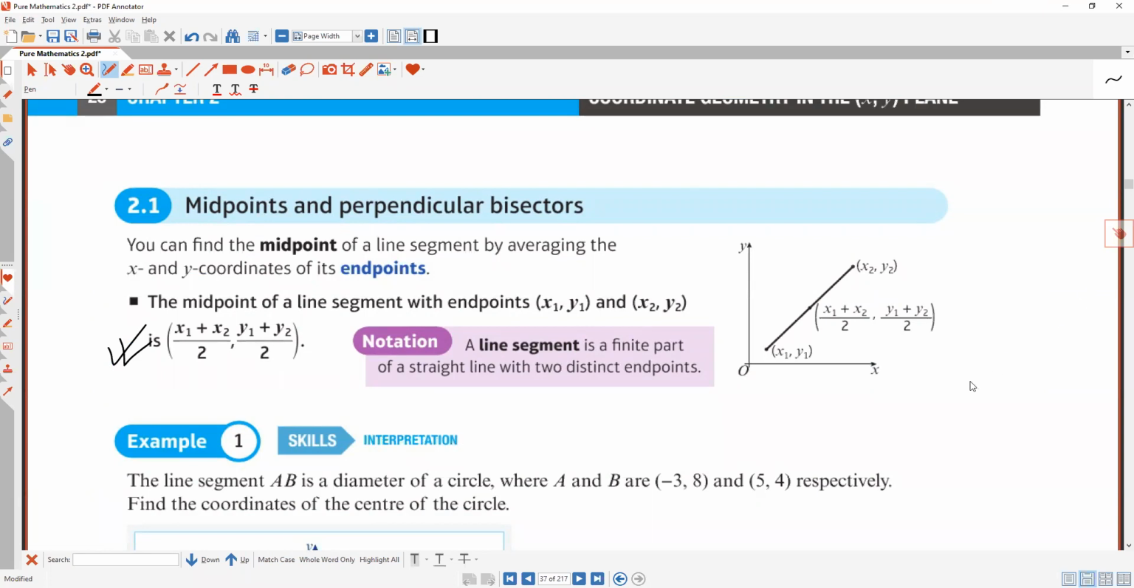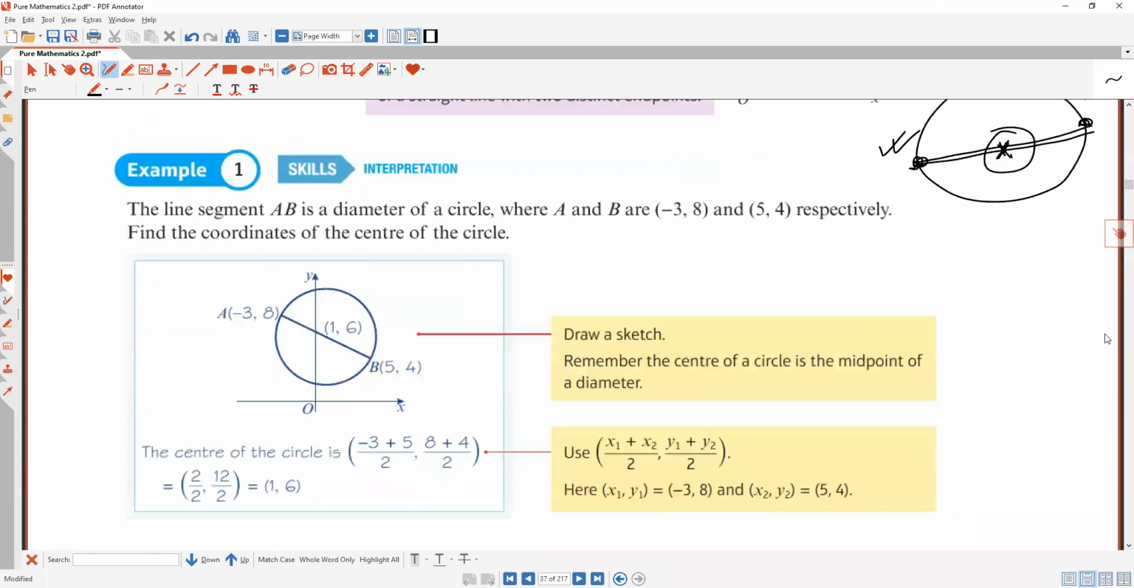Now, you know that if you have a diameter in a circle, the midpoint of the diameter is the center, right? Everybody knows this. If you want to find the midpoint, all you need are the coordinates of the 2 points; you just add both x coordinates divided by 2, and add both y coordinates divided by 2. In example 1, the diameter coordinates are given, (-3, 8) and (5, 4). So you write (-3 + 5) divided by 2, and (8 + 4) divided by 2.